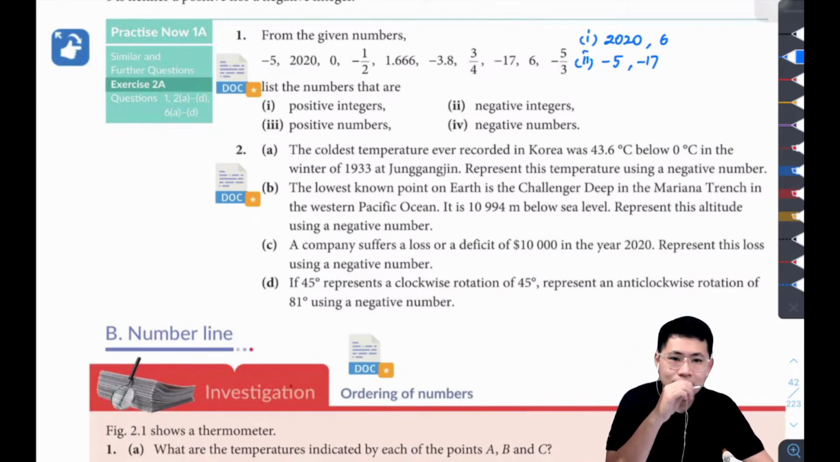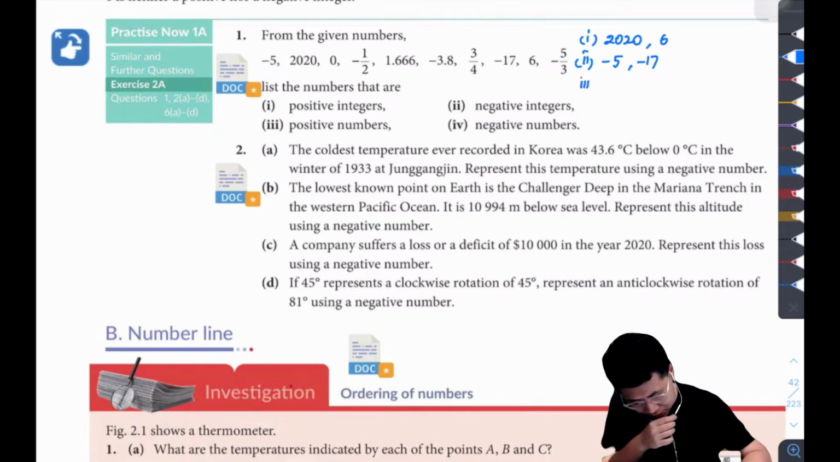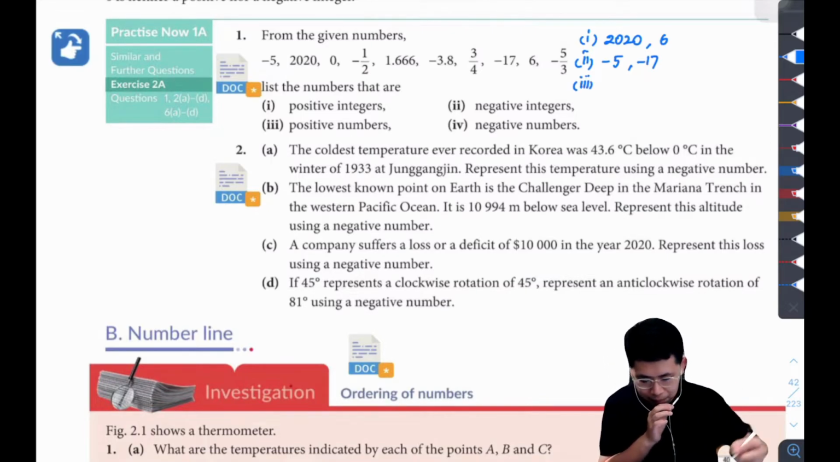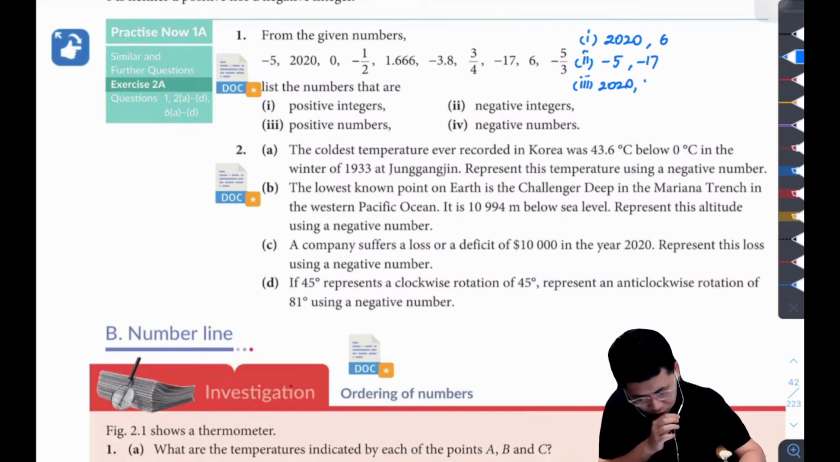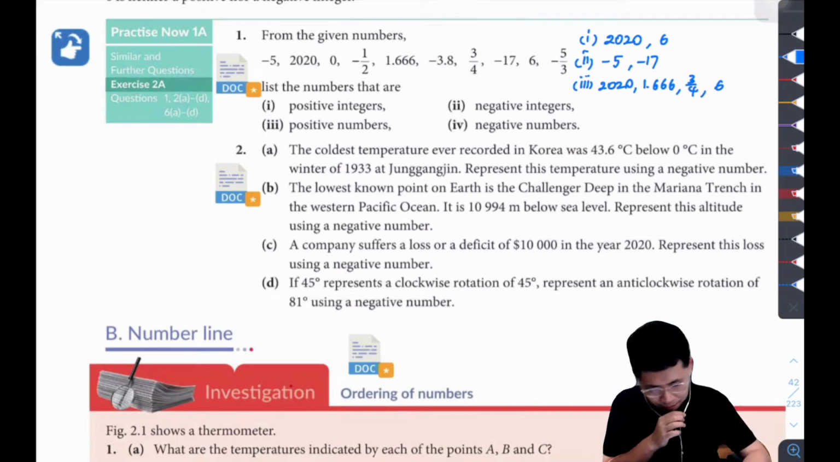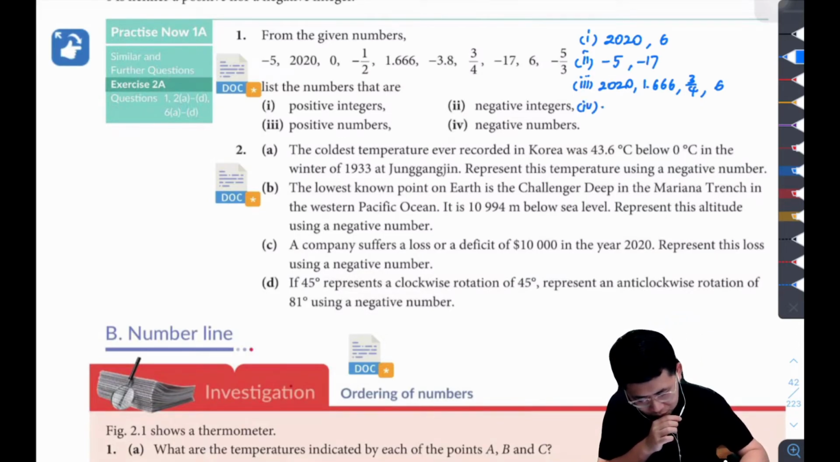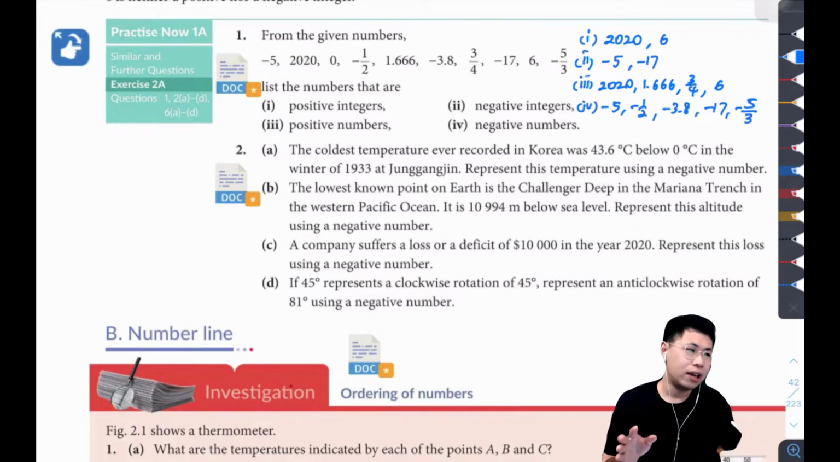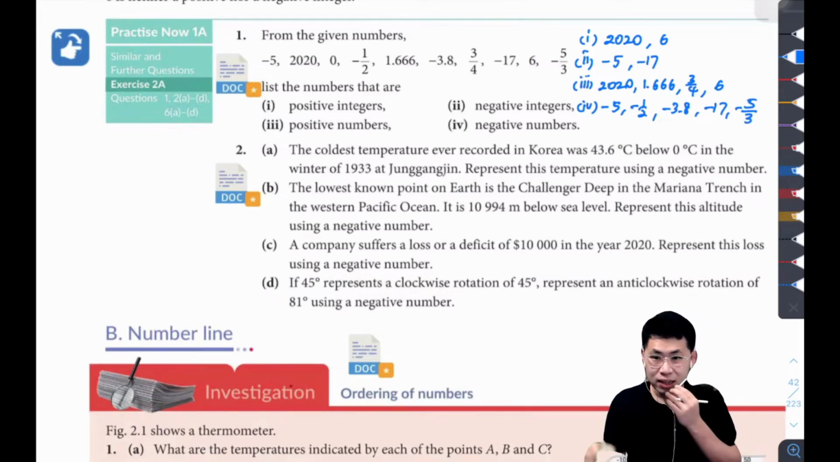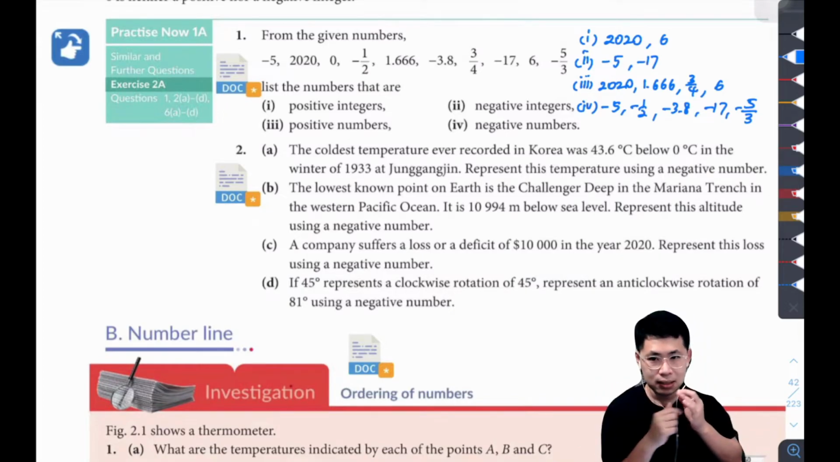Alright, next, positive numbers. Okay, let's look at number 3. For positive numbers in general, we include all the positive ones. So 2020, 1.666, 3/4, 6. Yep, so these are our positive numbers. Okay, part 4, what about our negative numbers? We have now negative 5, negative half. So now you get the hang of it: negative 3.8, negative 17, negative 5 over 3. As long as you see the negative sign, they are negative numbers.